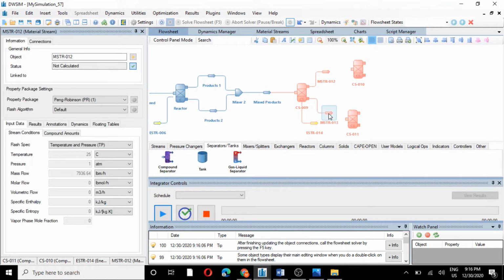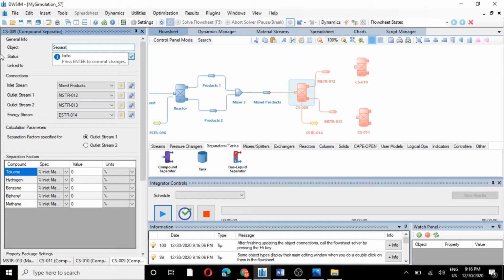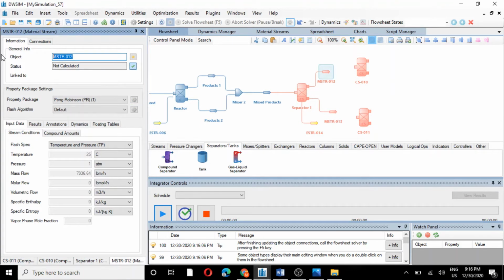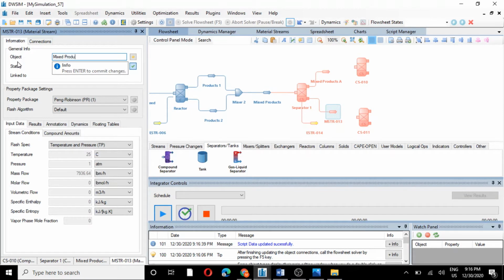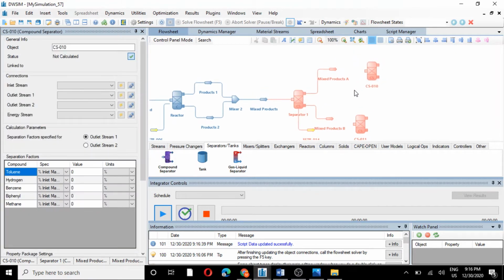Okay, so let's name this separator 1. This one is for, say, mixed products A, and mixed products B, and this mixed products A goes into separator 2, and the mixed products B goes into separator 3.